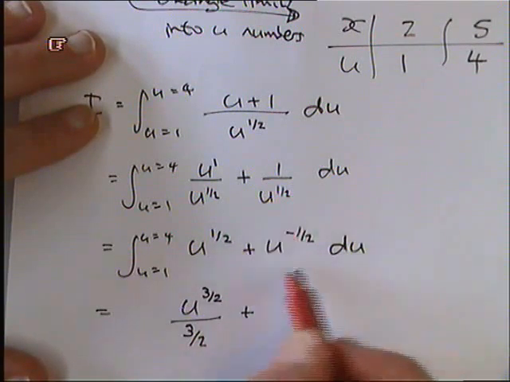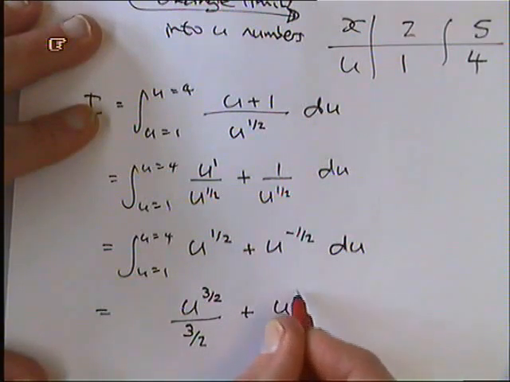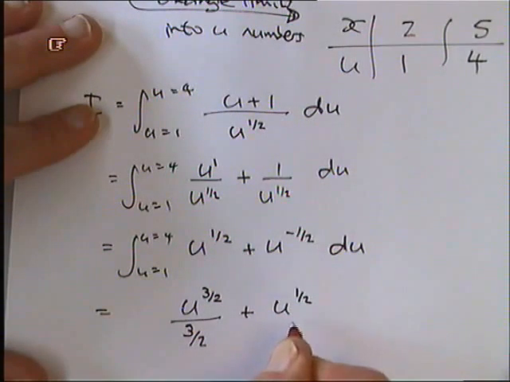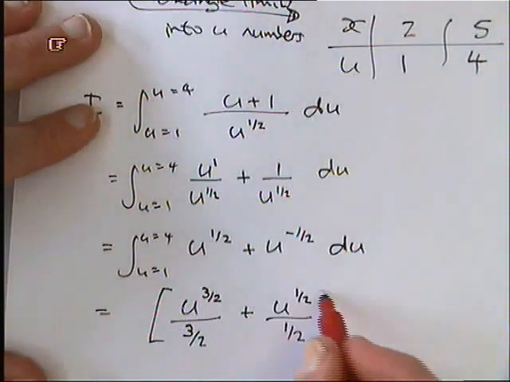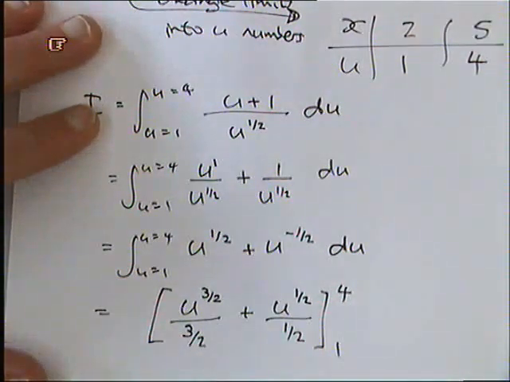Tom, can you integrate u to the minus a half for me, please? Half. Oh, so u to the half over a half. Yeah, add 1 to the power, divide by the power. This is a definite integral, so we'll put it in the square brackets with our limits on there.